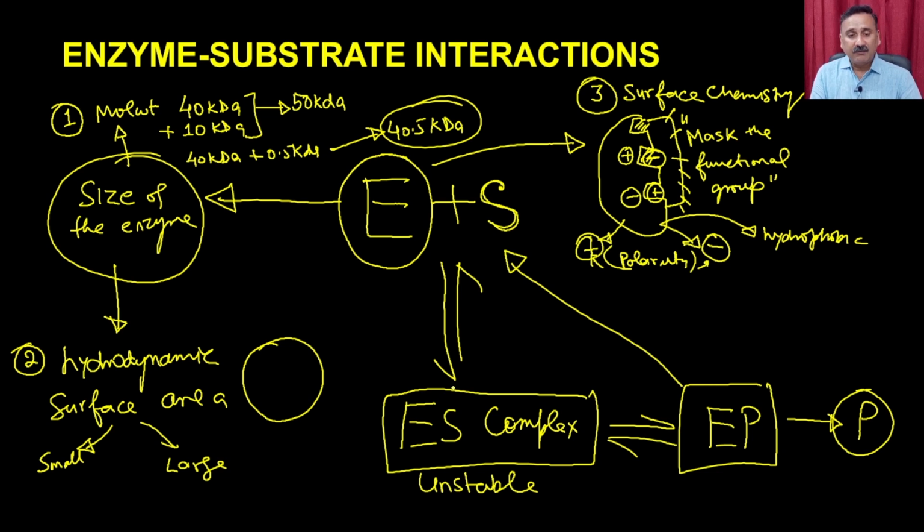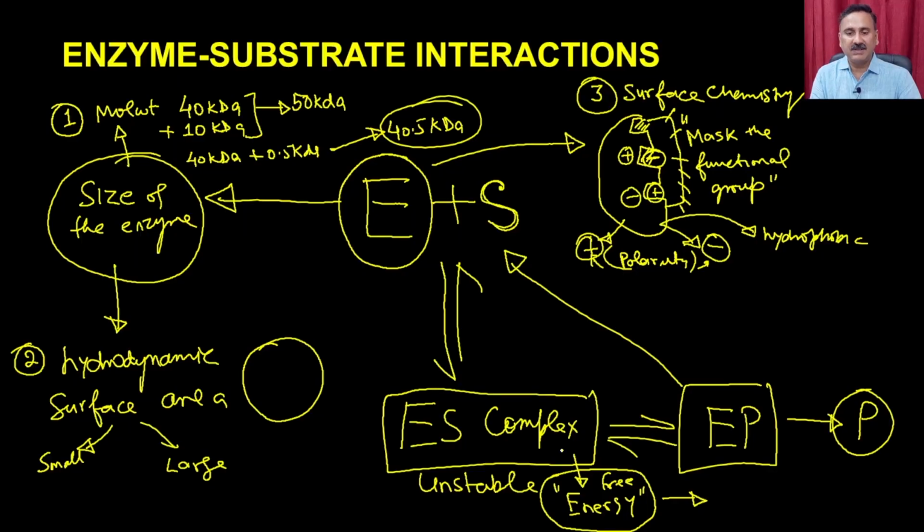Apart from that, when the enzyme is interacting with the substrate, it also changes the energy level of the enzyme. So it's actually going to bring a lot of changes in the free energy of the molecule, right? And all these properties: the first is it's going to change the size, so the molecular weight is going to change. The second is the hydrodynamic surface area, so there will be an increase or decrease in size. The third is it's going to change the surface chemistry, and the fourth, it is going to play with the free energy of the molecule. So it's going to have modulation of the free energy as well.